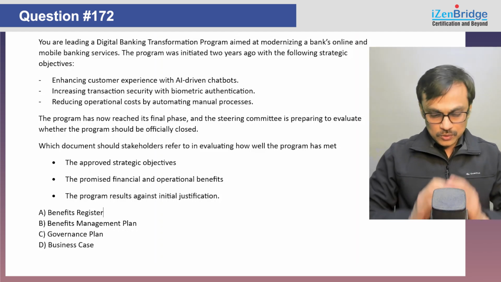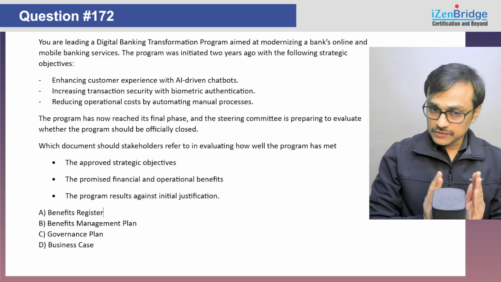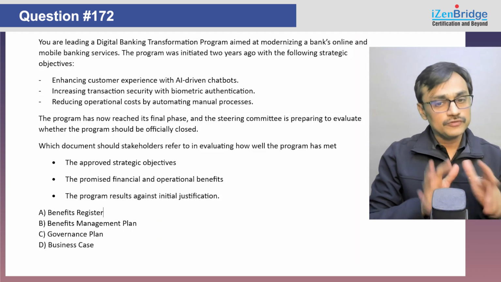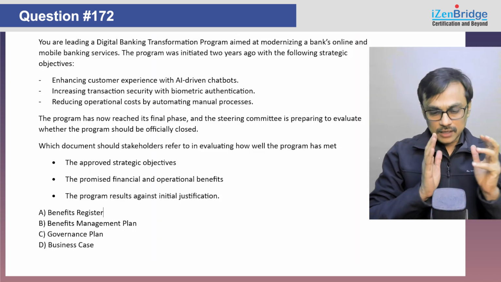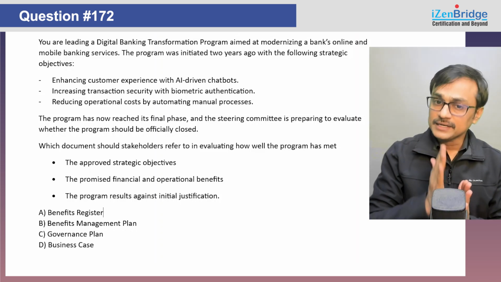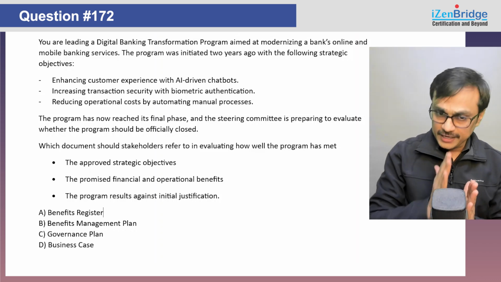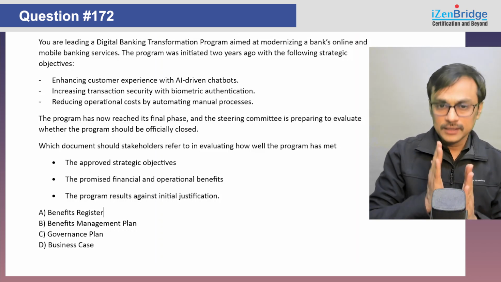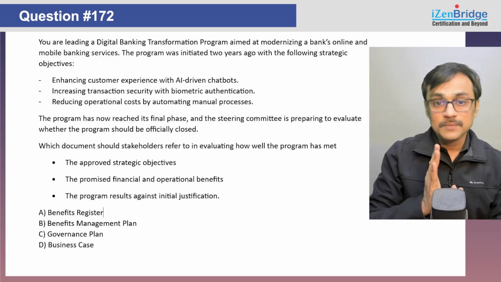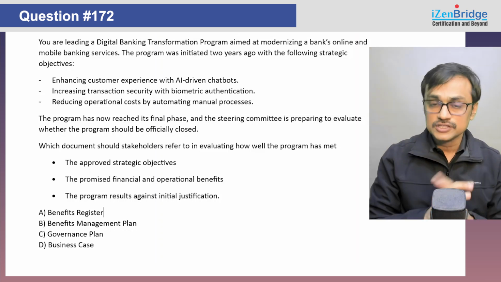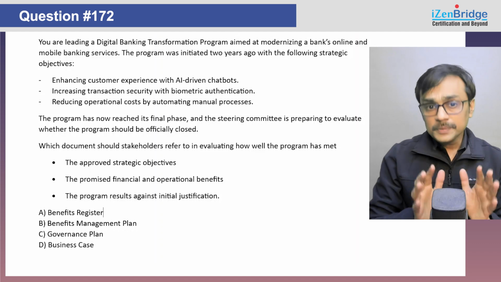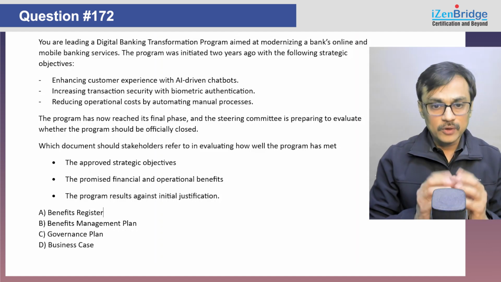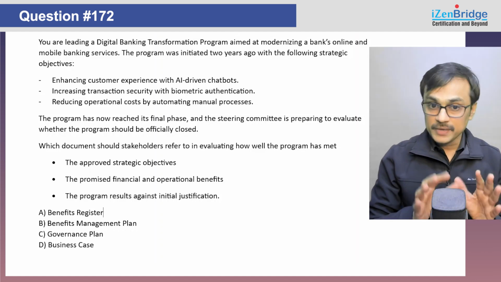So we are at a program closure phase. The critical review of the program is happening, and the stakeholder wants to see how well it has really materialized the strategic objectives and benefits, and is it really doing what it was meant for? Like, is it really meeting the justification for which we have approved this particular program? Now, this could be a little tricky question because there could be many sources which may have this information.